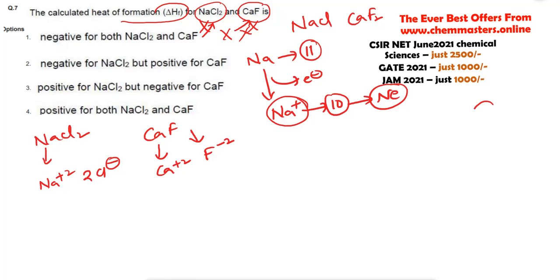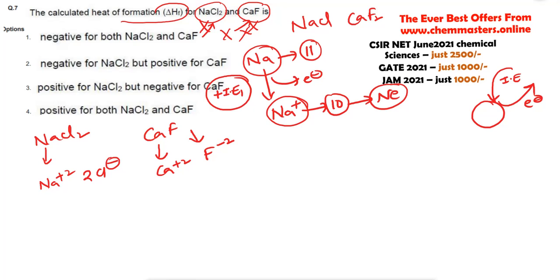Okay, and we know that whenever an electron is removed from the outer shell of an atom, element or ion, we need to add some energy. We call it ionization energy. Okay, so these are the very basics we learn at our school stage, right? Then the ionization energy is indicated with plus here. So the first ionization energy from sodium to sodium plus is very less.